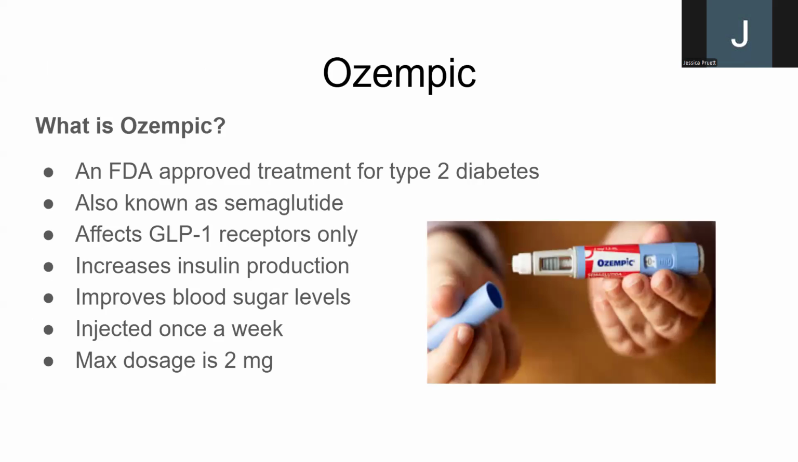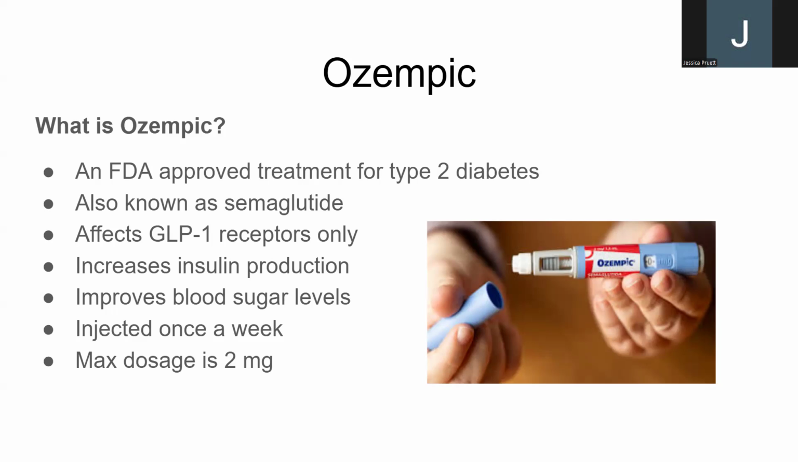What is Ozempic? Ozempic is an FDA-approved treatment for type 2 diabetes. Another name for Ozempic is semaglutide. Semaglutide is Ozempic's active ingredient. Ozempic affects GLP-1 receptors only, increases insulin production, improves blood sugar levels, and is injected once a week. Ozempic increases insulin production levels by telling the pancreas to make and release more insulin.